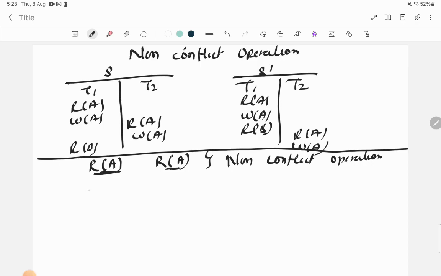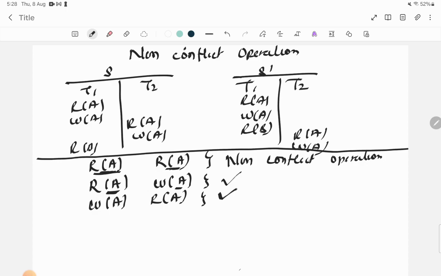Okay, so next, if you are going to perform a read on this data A, and at the same time you are going to perform a write on this data A, is this a conflicting pair? Yes, this will cause a conflict, because someone is reading the data A, and at the same time someone is writing to the data A. It is a conflicting pair. Similarly, if you write to data A first, and the second transaction reads data A, is this a conflicting pair? Yes, this is a conflicting pair.